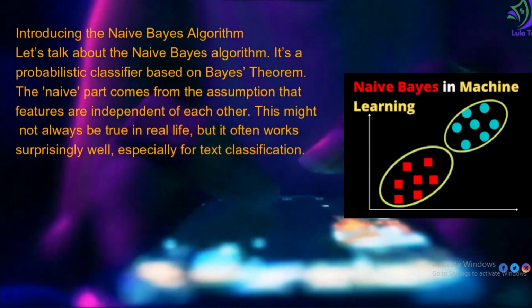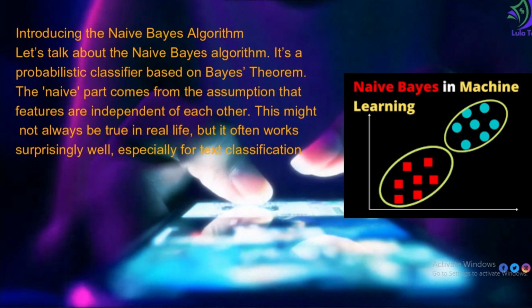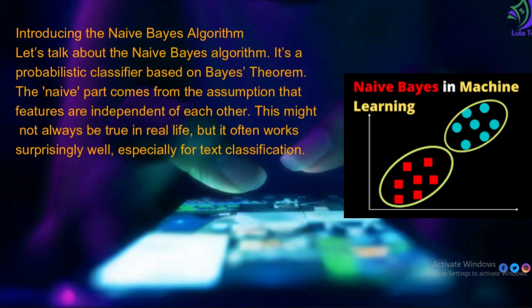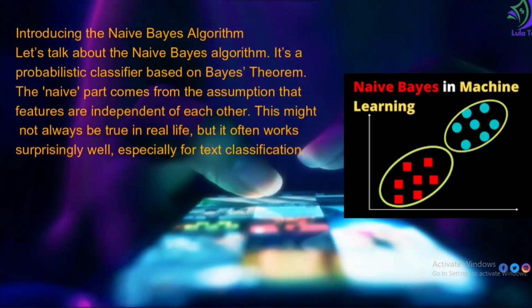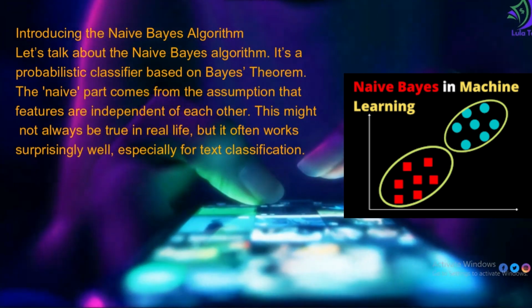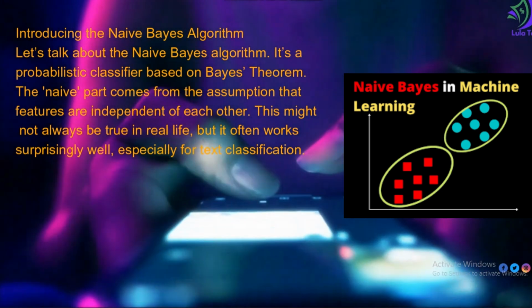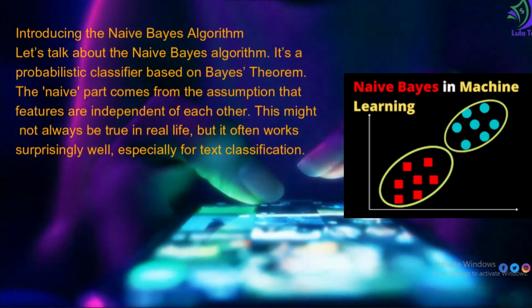Introducing the naive Bayes algorithm. Let's talk about the naive Bayes algorithm. It's a probabilistic classifier based on Bayes' theorem. The naive part comes from the assumption that features are independent of each other. This might not always be true in real life, but it often works surprisingly well, especially for text classification.